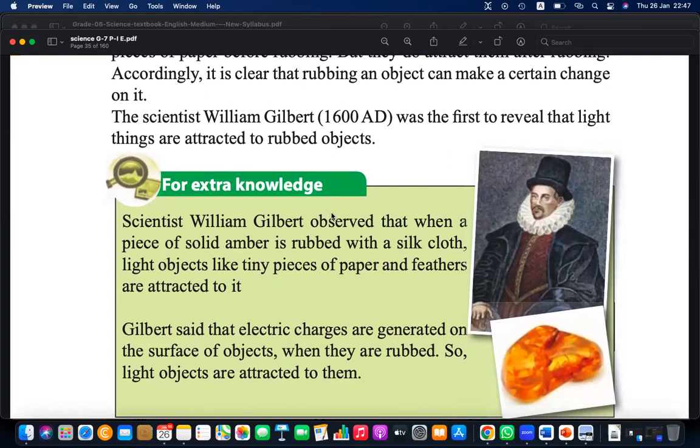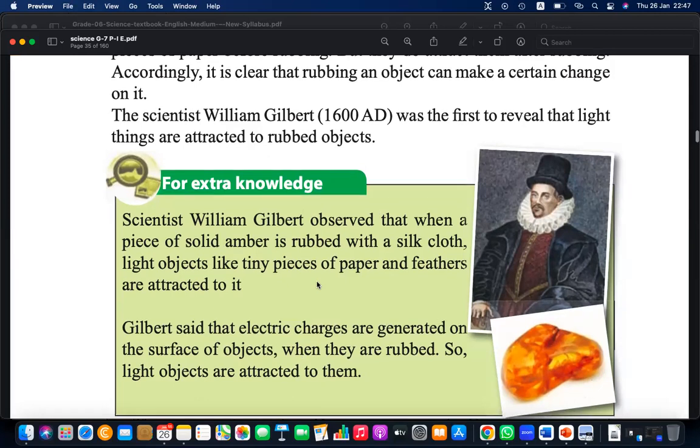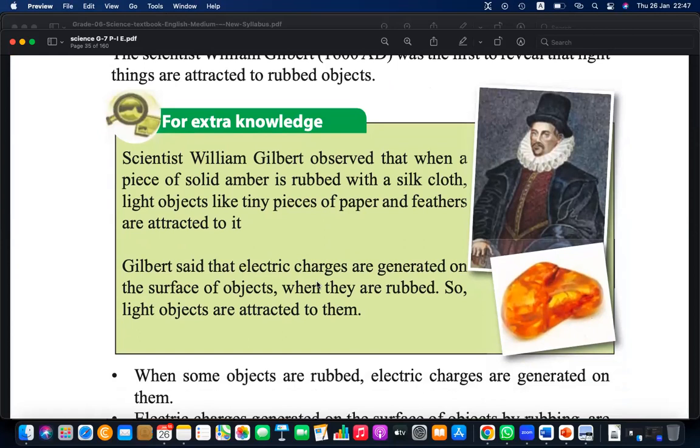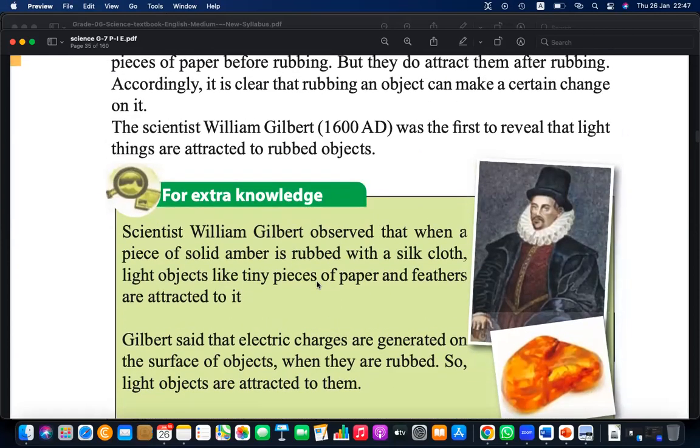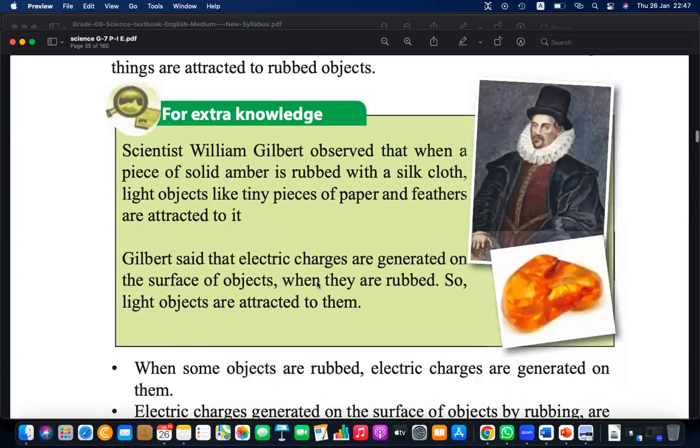What he did was use amber and rub it with a silk cloth, and he saw that small pieces of paper were attracted to it and attached to it. So he explained this phenomenon as static electricity at that time.